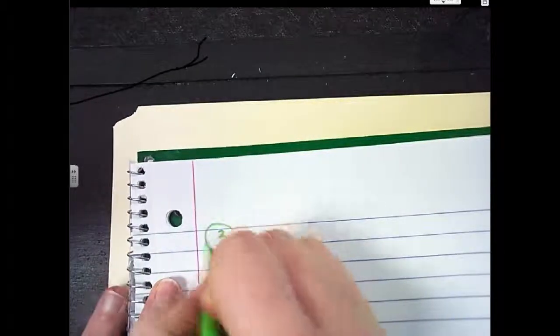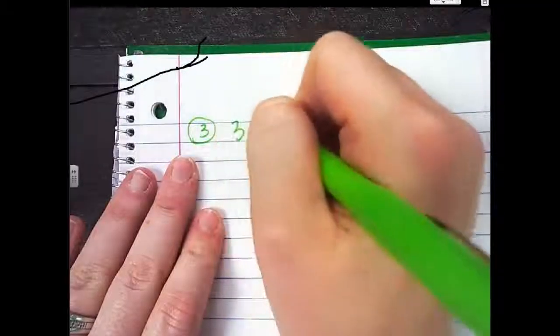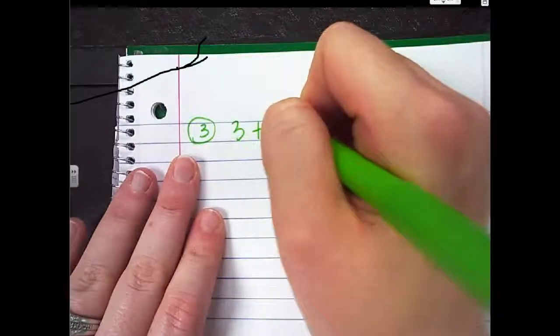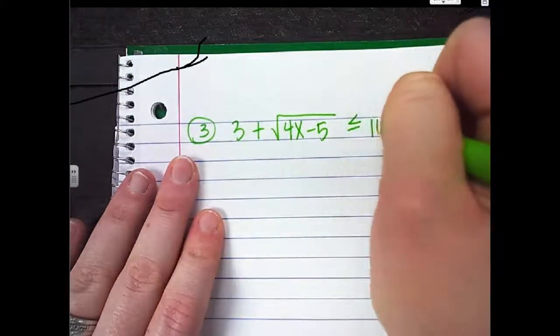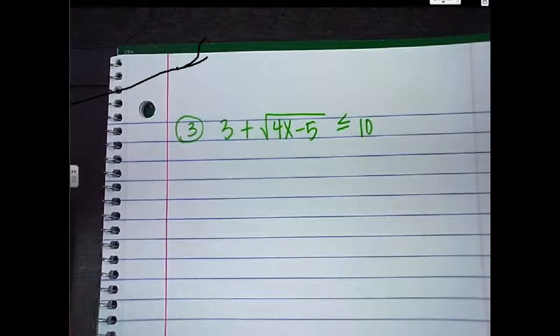Okay, let's do one with some fractions, your favorite. You guys are so awesome. 3 plus square root of 4x minus 5 is less than or equal to 10. We're only going to do about 5 full examples because really, once you do some of them, you're good to go.